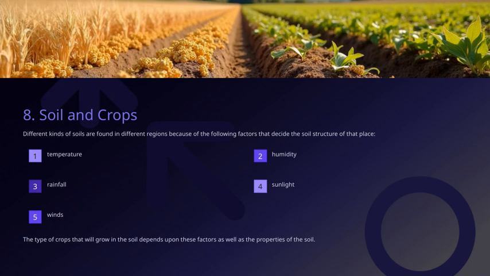Now, the type of crops that can grow in a particular soil depends not only on these environmental factors, but also on the properties of the soil itself, like its texture, fertility, and drainage capacity. All these elements are interconnected and influence what crops are suitable for cultivation in a given area. Understanding these factors helps us appreciate how diverse soils and crops are across different regions, and it ties into the overall theme of how environment shapes agriculture.